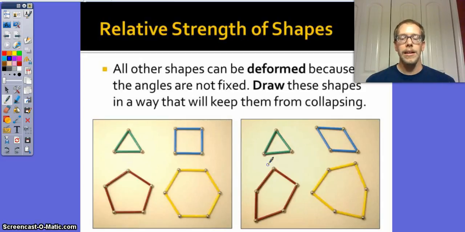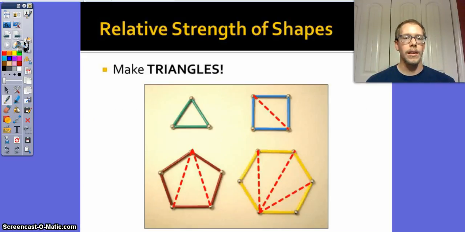In fact, pretty much all polygons will deform, if you will, when we apply different types of forces to their sides. Everything except the triangle. Right? The triangle does not collapse. So neat thing is we can take these other polygons, and if we create triangles, like here in this quadrilateral, which looks to be a square, we can draw a diagonal and create two triangles.